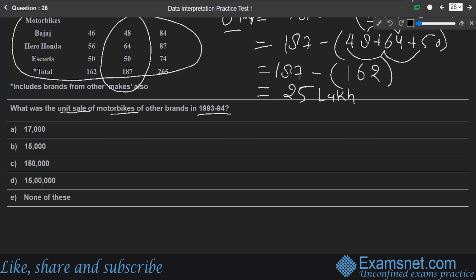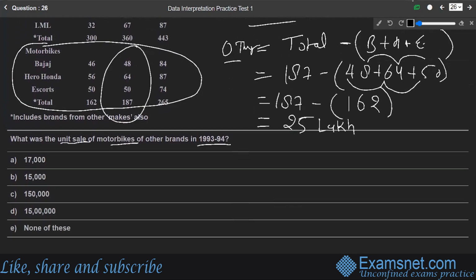For this particular question, the total sale of 187 had to be found for 93-94 only, and that's what we have done. 187 minus 48 plus 64 plus 50. 64 plus 50 would be 114. And 114 plus 48 would be 162. 187 minus 162, that's what we have to do. 187 minus 162 is 25 lakhs. Let's see where it is available. It is available in option number D. That becomes the right answer.